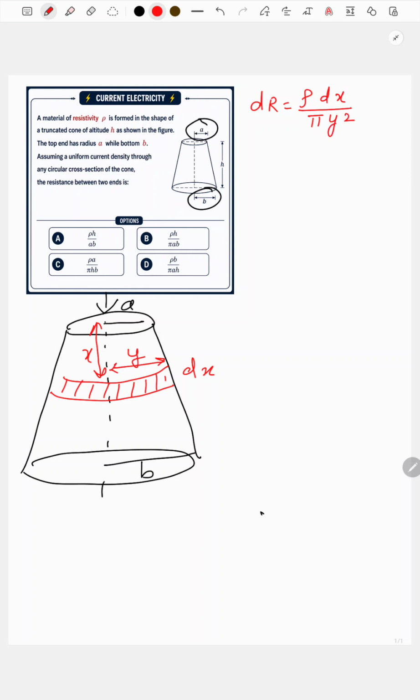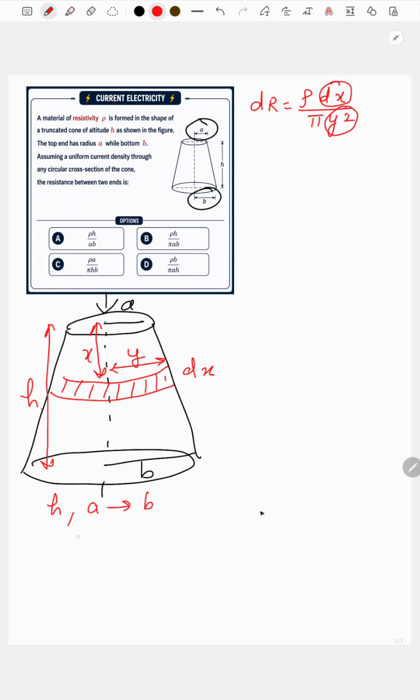Now with respect to dx we have to integrate y square. First we will convert dx into dy. For this let's find the relation between y, a and b. In this diagram you can see that the total height is h. In the height h the radius a changes to b. So the rate of change of the radius is b minus a upon h.